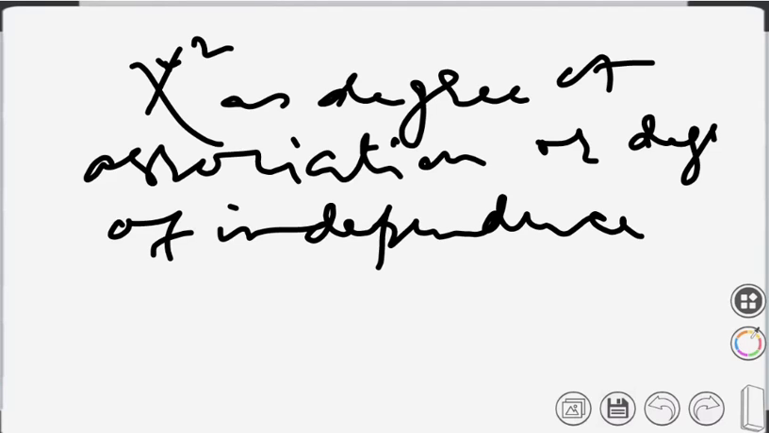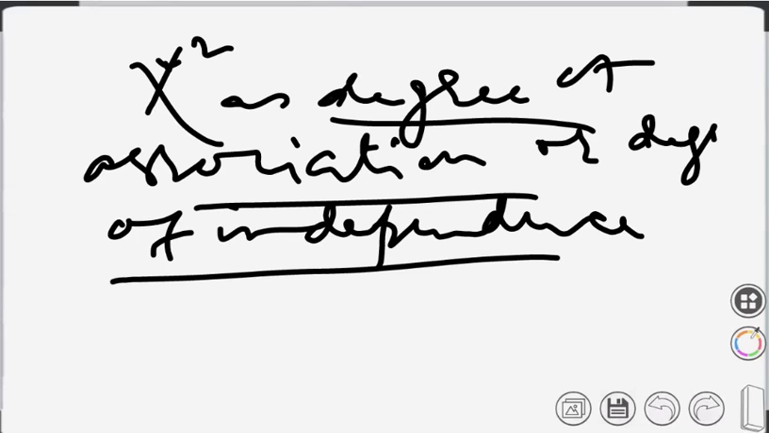See, try to understand the difference between the problems. The calculation part is really very easy, but understanding the problem is important. How it is different: chi-square as a goodness of fit, and chi-square as a degree of association and degree of independence. So let's discuss an example, with the current situation.